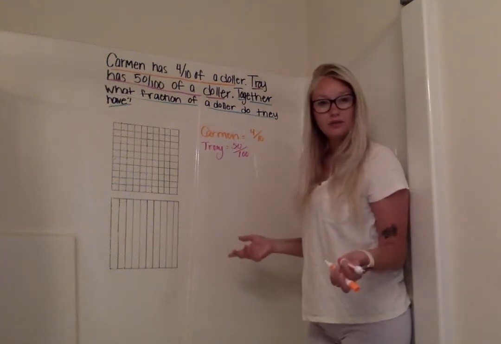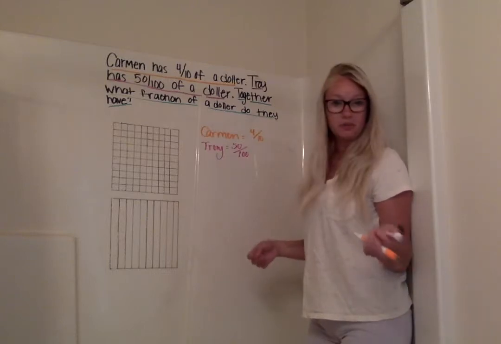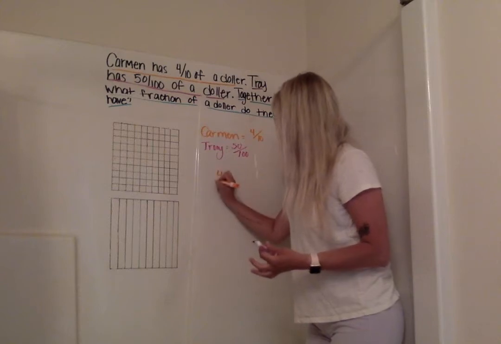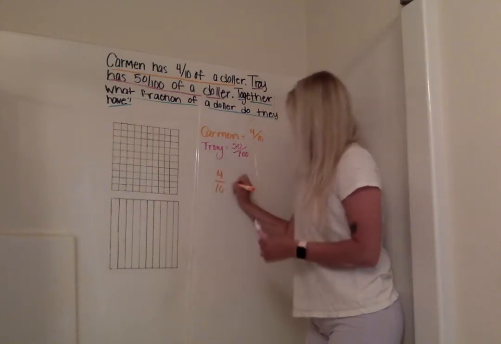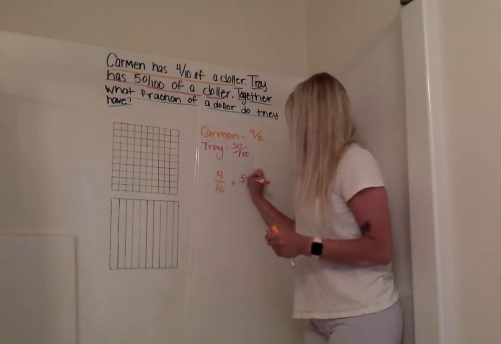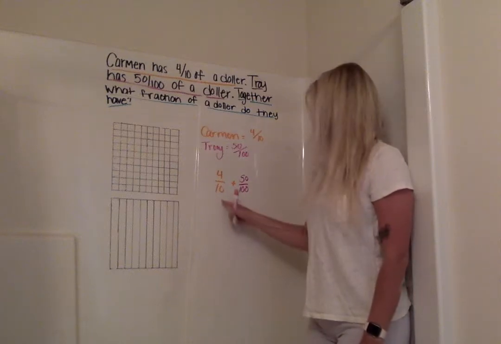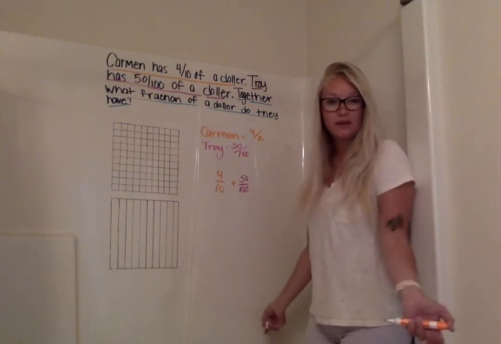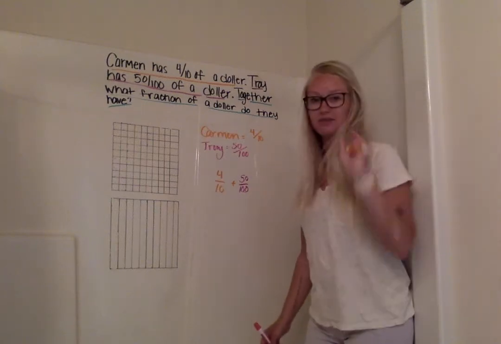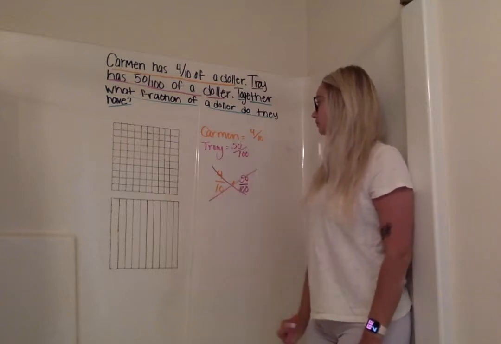Now, if I want to add those two numbers together, I'm running into a problem. If I take 4/10 and add it to 50/100, my problem is my denominators aren't the same, right? We cannot add fractions that do not have the same denominator. So this is not going to work.